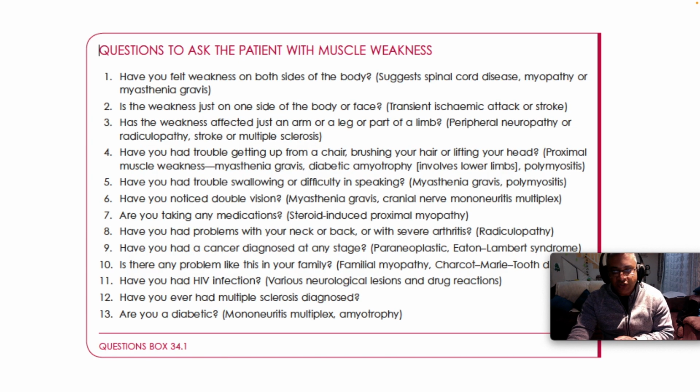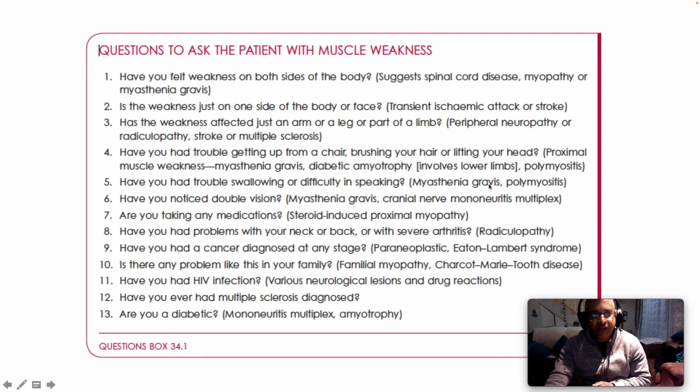Guys, just a quick one. 13 important questions to ask on your history to evaluate weakness. So, have you ever felt weakness on both sides of your body? And this is to speak to spinal cord disease, myopathy, or myasthenia gravis, right? On both sides. There cannot be hemiparesis, right? Number 2, is it weakness just on one side of your body or face, speaking to TIA or stroke.